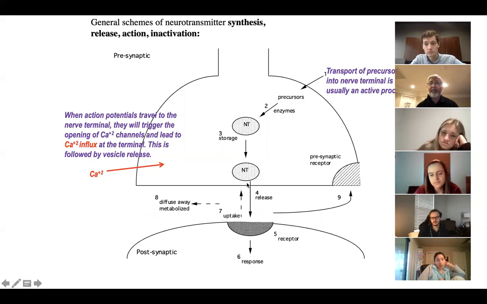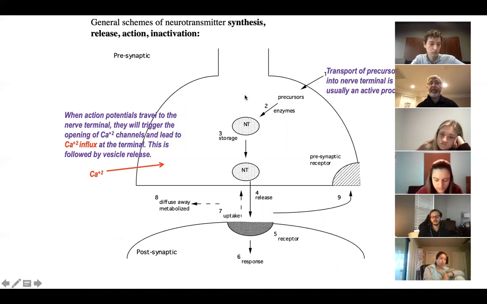They eventually get fused and then release their neurotransmitter into the synaptic cleft. Okay, so that is one of the important aspects that I didn't mention with the previous slide. Now, if we go by step, what happens? So where is this neurotransmitter coming from in the vesicle?